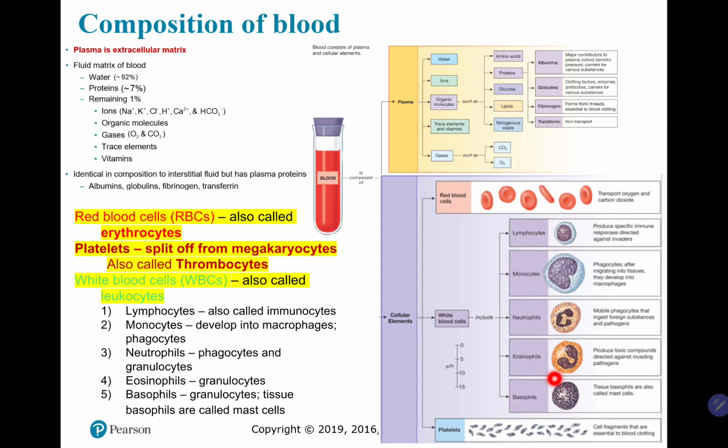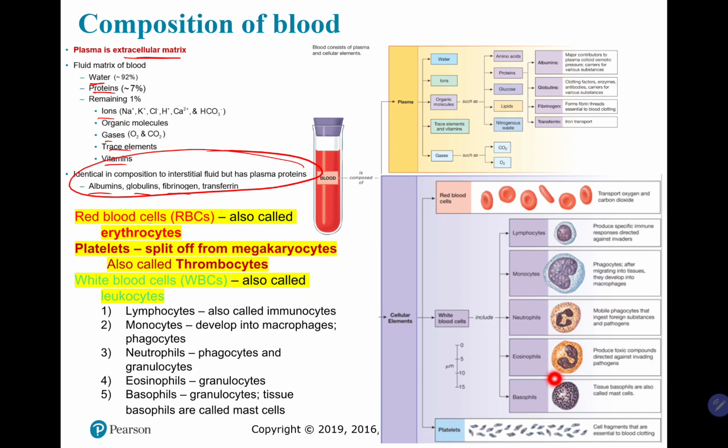When we talk about blood, blood is going to be composed of plasma and formed elements. Plasma is going to be the extracellular matrix. That's going to be the fluid, consisting of water. In that water, you're going to have proteins and ions and gases, trace elements, vitamins, things like that. Those proteins are the albumins, the globulins, the fibrinogens, the transferrins. Remember those plasma proteins, okay?